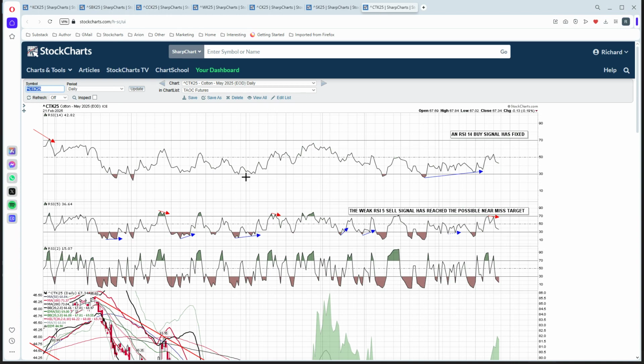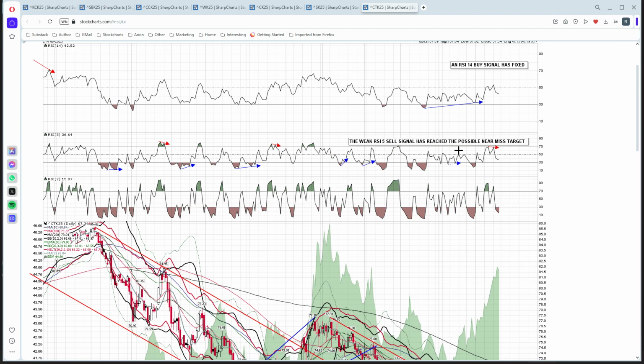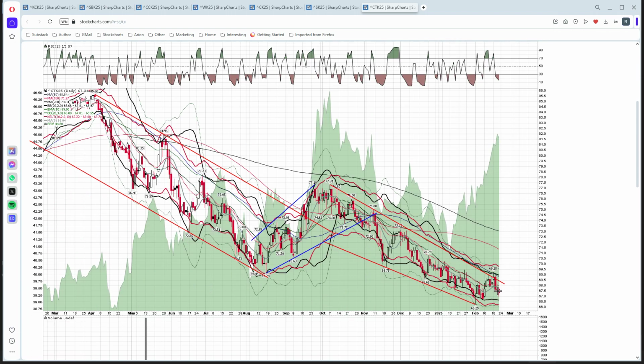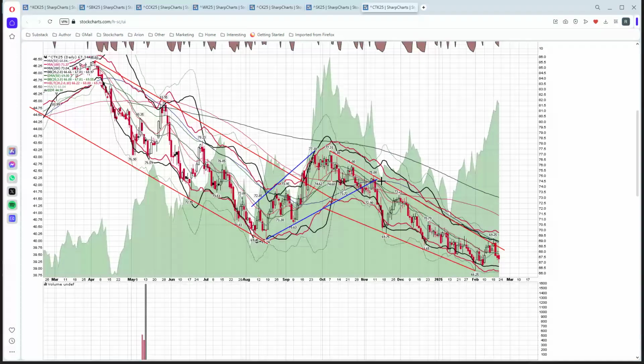And on CT, we've got an RSI 14 buy signal fixed, and the RSI 5 sell signal has reached the possible near miss target. So we've seen a bit of retracement. We could see a retest of the low here, and the flag is suggesting that we might. Overall, we've got a buy signal that in due course I'm expecting to make target.